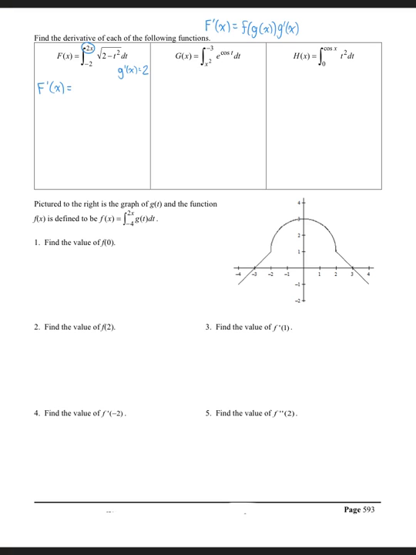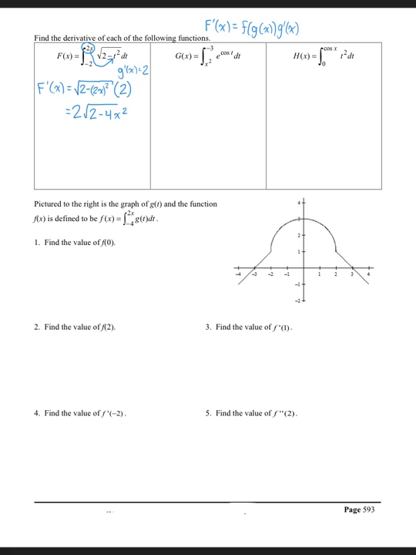So f of g of x, you're going to take this and plug it in for t. So that means that you would have 2 minus 2x squared, and then times g prime, which is times 2. So F prime, if you simplify it all out, you get 2 square root of 2 minus 4x squared. Okay?